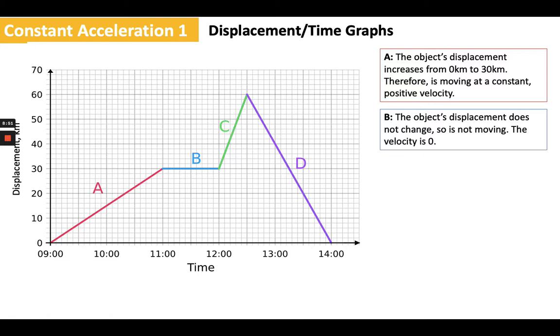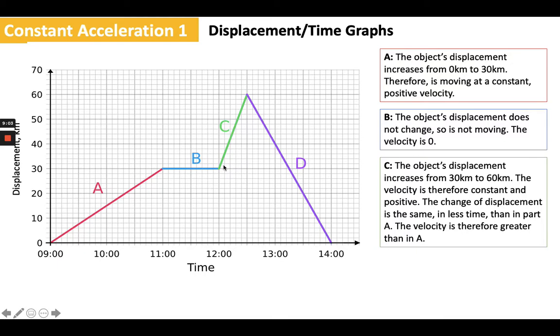Again, I'm going to do the same process as I look at C. Each time I break it down and look at what's changed over the time period with the displacement. I can see that the displacement increases from 30 kilometres to 60 kilometres, but it does that over half an hour. So the displacement has increased, and there's a constant positive velocity. The change of displacement is the same as in part A, 30 kilometres. The change in displacement happens in a shorter period of time, and so the velocity in part C is greater than in part A.